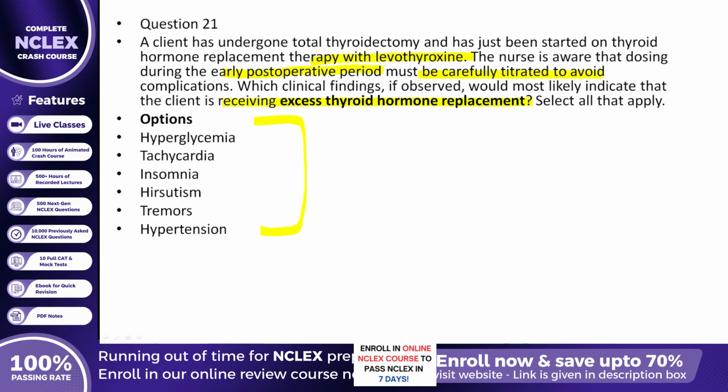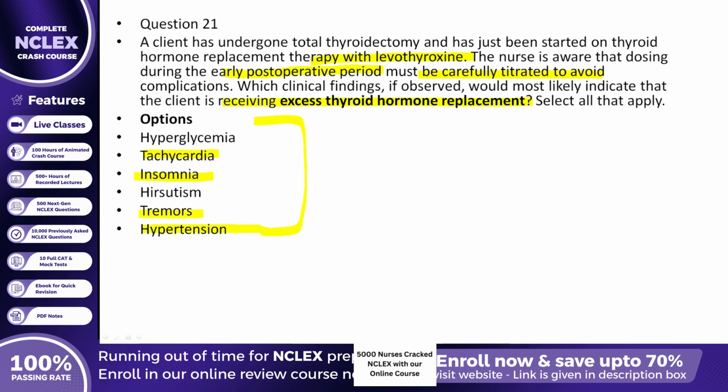The first option is hyperglycemia. The second option is tachycardia. The third option is insomnia. The fourth option is hirsutism. The fifth option is tremors. And the sixth option is hypertension. The correct responses are option 2, tachycardia, option 3, insomnia, option 5, tremors, and option 6, hypertension.